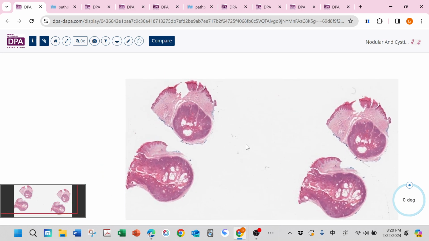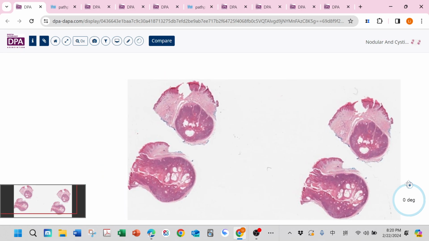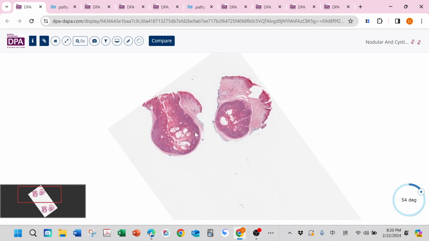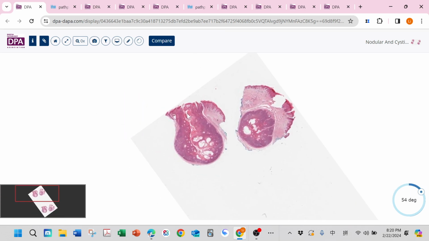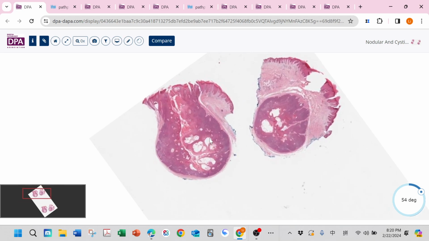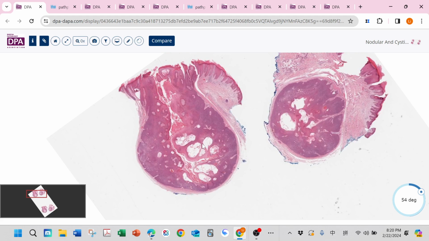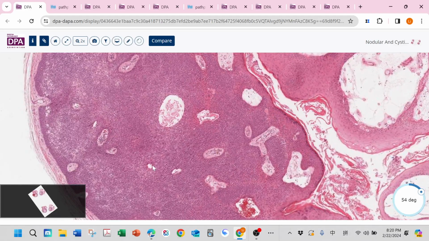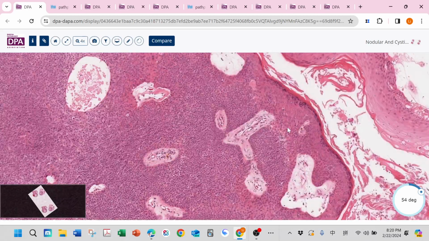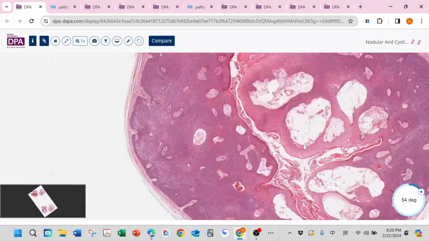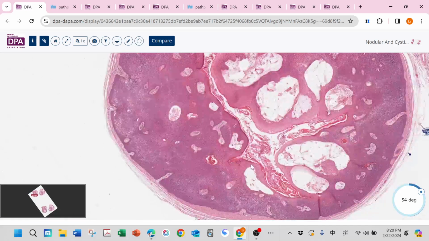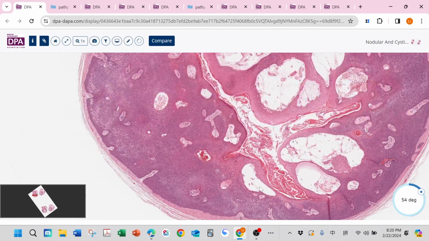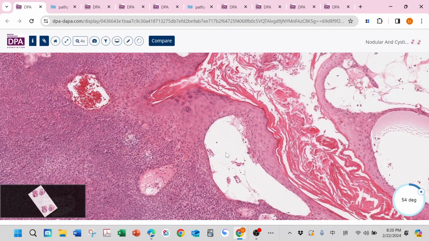Let's see one more nodular and cystic hidradenoma. This one is a little bit weird because it seems they have some connection to the epidermis, but it doesn't matter. Low power, we see this hyaline stroma and then this cystic area and solid area. And zoom in, we can find some sweat duct differentiation. And in this dilated cystic structure, sometimes we can see this sweat duct material secretion.